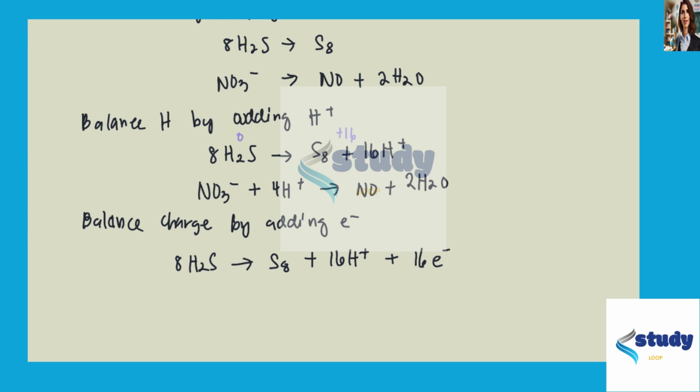On the left side of the second equation, we have a total charge of positive 3. But on the right side, we have 0. So therefore, we need to bring the charge on the left side from positive 3 down to 0. And to do that, we need to add 3 electrons.